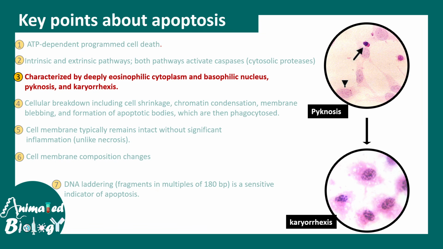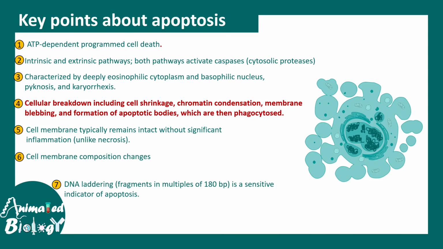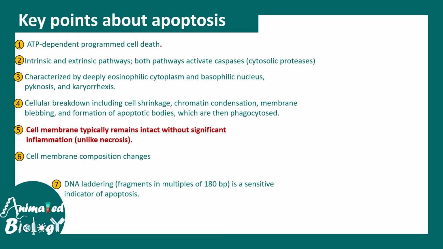That is called karyorrhexis. So overall, there would be cellular breakdown, cell shrinkage, chromatin condensation, membrane blebbing, and formation of apoptotic bodies which would be phagocytosed by immune cells. One of the hallmarks of apoptosis is that it doesn't lead to any inflammatory reactions. All of these blobs are taken up by immune cells and everything is taken care of. No inflammation in the area, which is very different from necrosis.